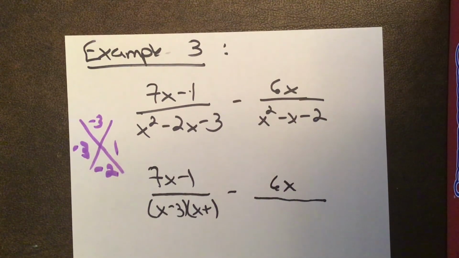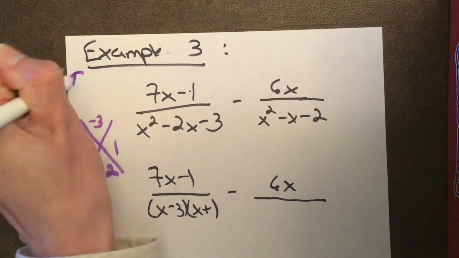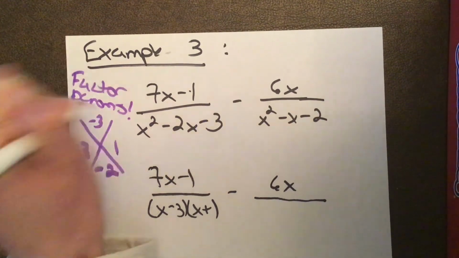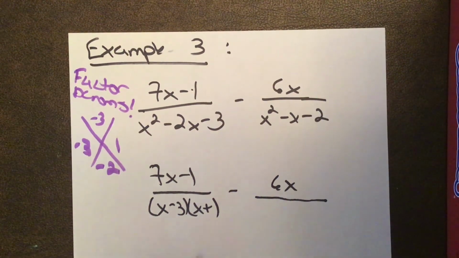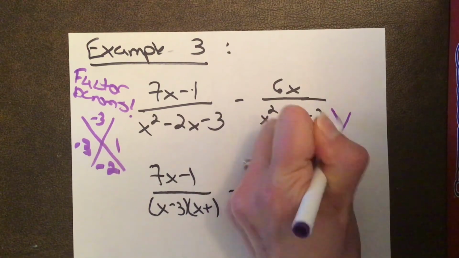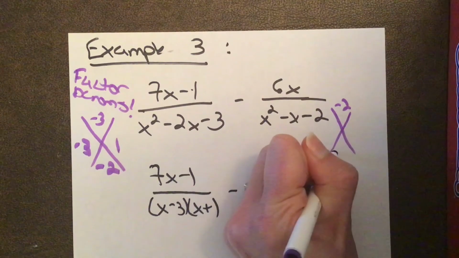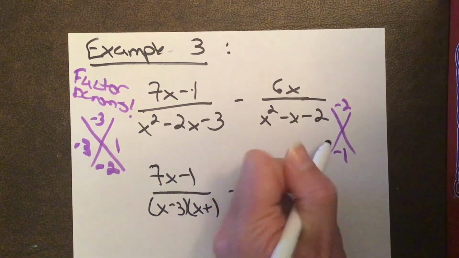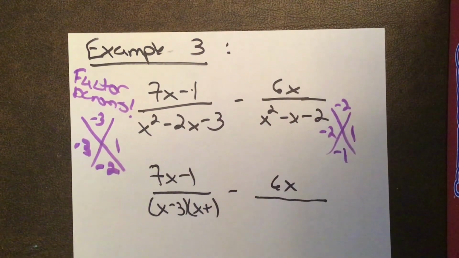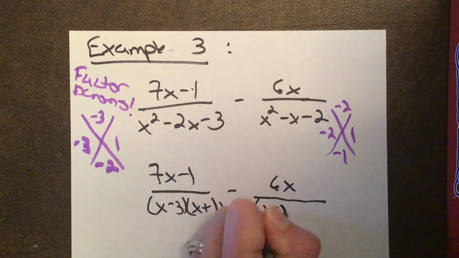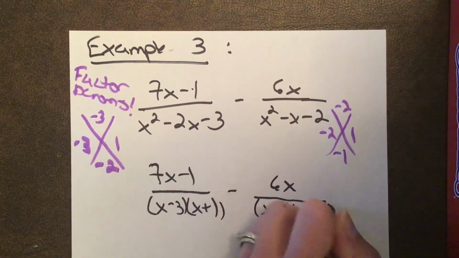And then we're going to do the same thing over here. Okay, we're going to factor. So I'm just writing down what we're doing. We're factoring the denominators is what we're doing first. And then same thing over here, trinomial where a is 1. So I need numbers that multiply to negative 2 and add to negative 1. So that's going to be negative 2 and 1. So my denominator now is going to become x minus 2 and x plus 1.